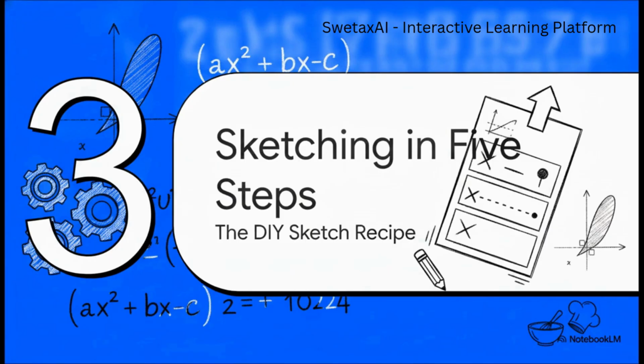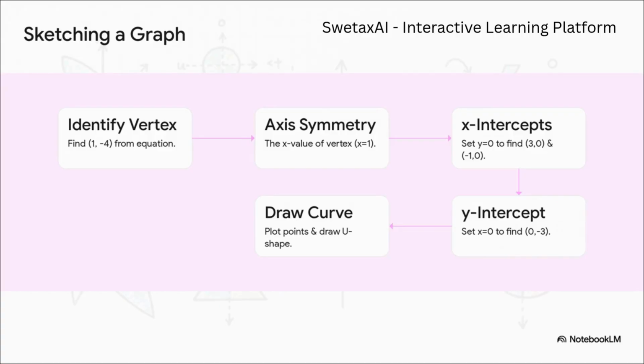Section 3, sketching in 5 steps. The DIY sketch recipe. Let's actually sketch out the equation y = (x - 1)² - 4. Step 1, we've got to grab the vertex. Based on those transformations we just talked about, the -1 inside shifts us right by 1, and the -4 drops us down 4. So our vertex is sitting right at (1, -4).